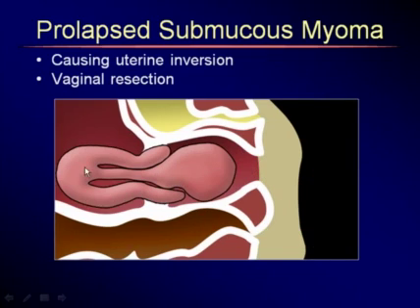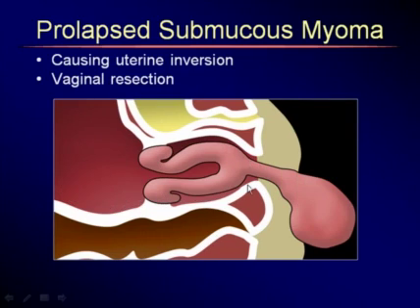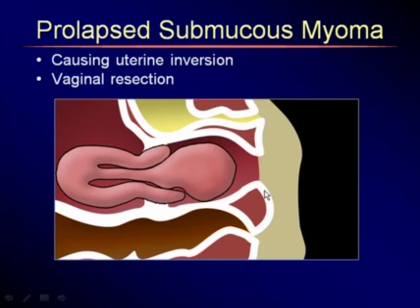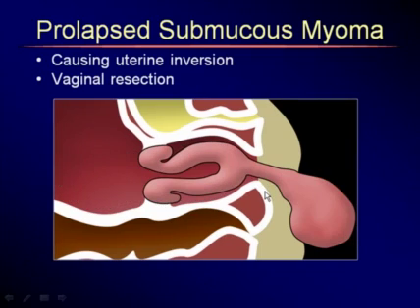This is the serosal lining. This is the endometrial lining. So as it pulls out, this is the exposed endometrium, and the serosal surface is now in here. So this can be quite a problem, can invert and pull a considerable amount of uterus with it.